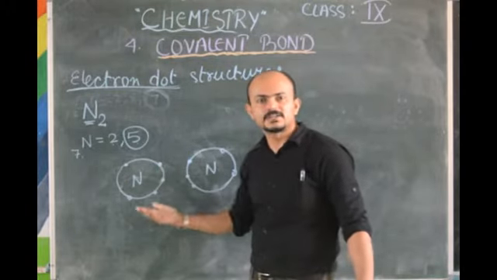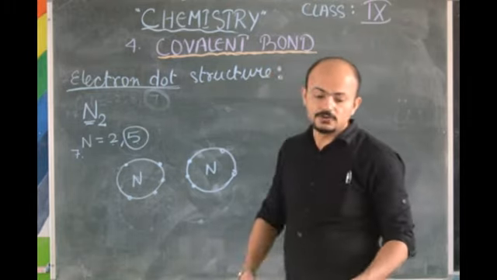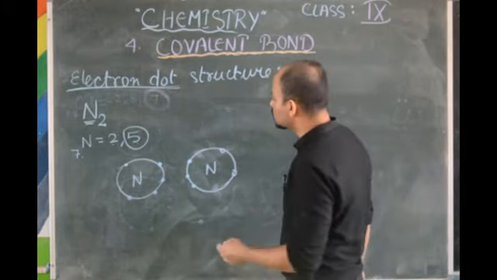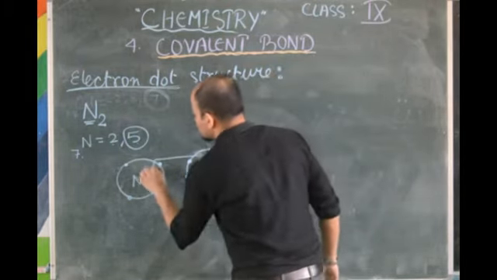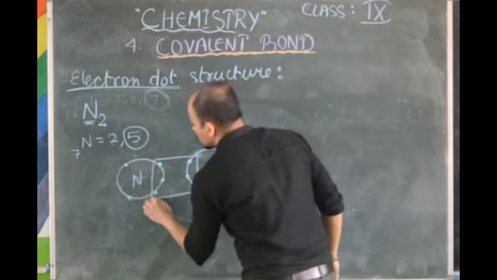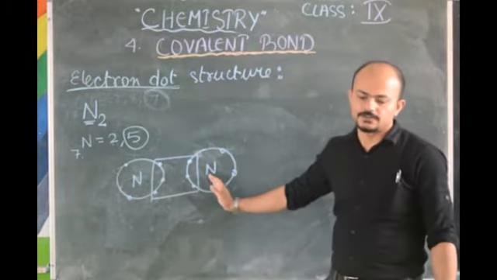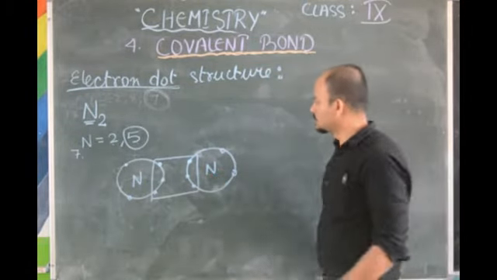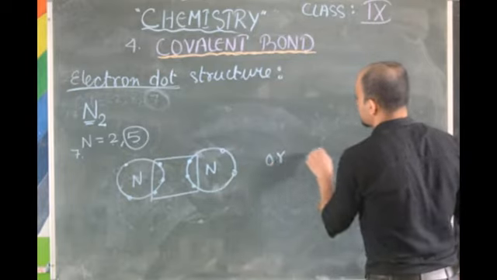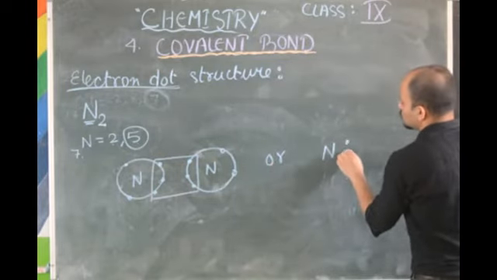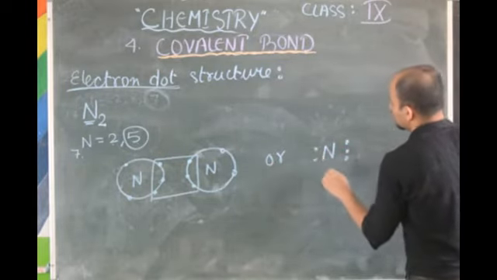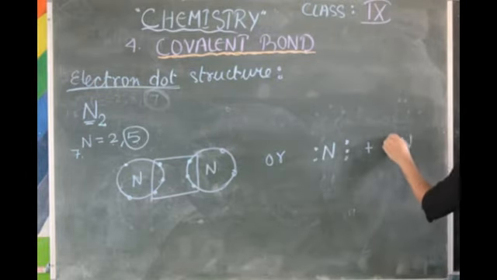5 plus 3 would be what? 8. Therefore, now they go for what? They go for mutual sharing of these 3 electrons on each atom of the nitrogen. Okay? So similarly here, you can represent it as 1, 2, 3, 4, 5 plus 1, 2, 3, 4, 5.